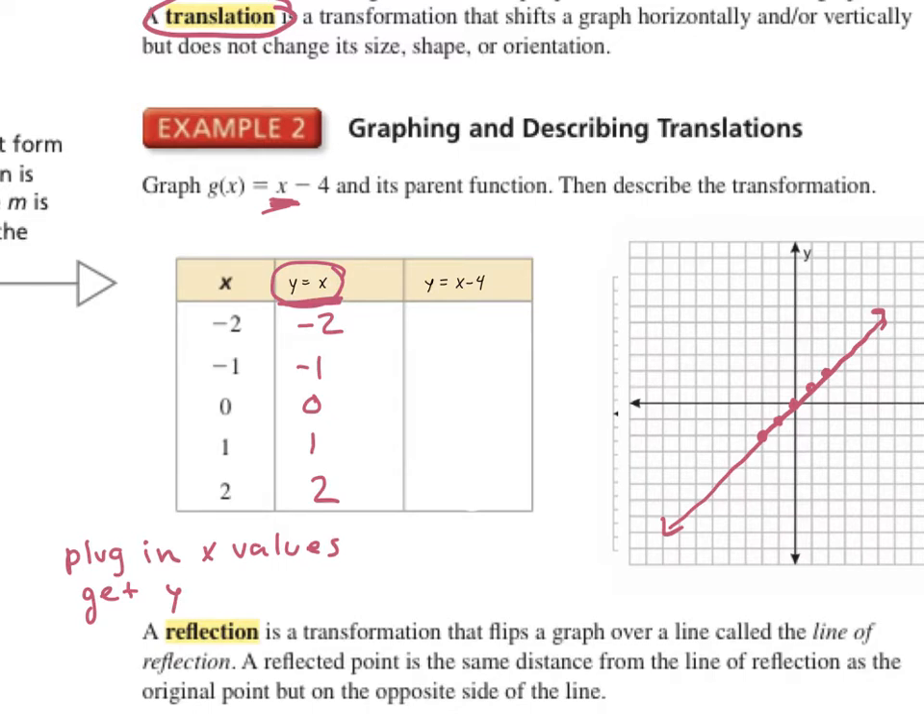Next, we need to graph the function that's given to us. So we're going to graph this x minus 4. So we need to plug in x values to get y values. So when we plug in -2, we have -2 minus 4, which is -6. So we're going to go to the left 2 and down 6.